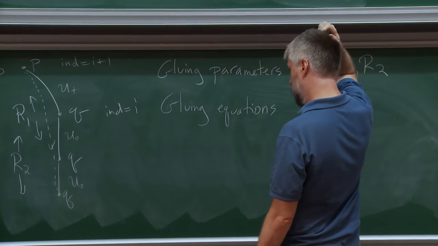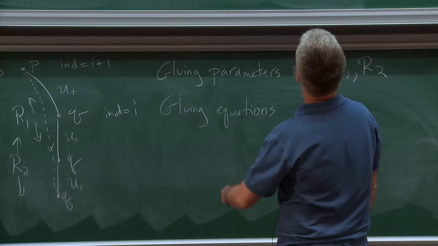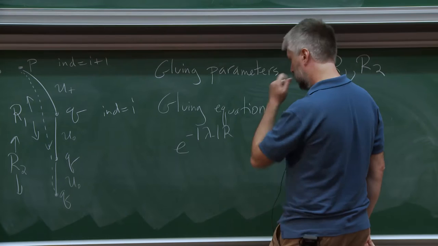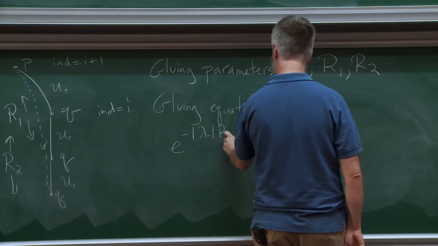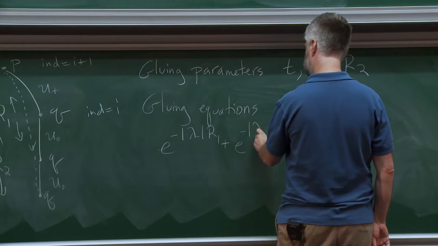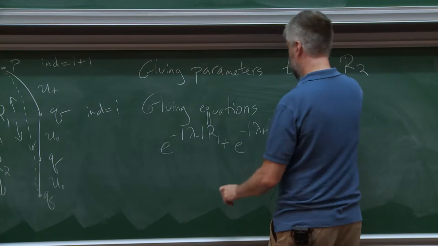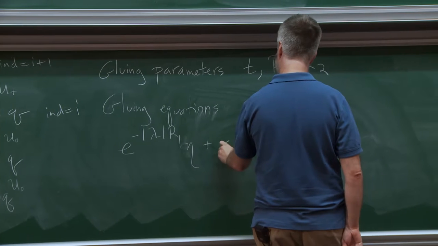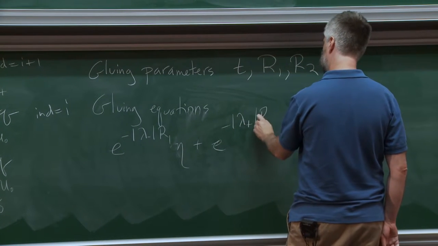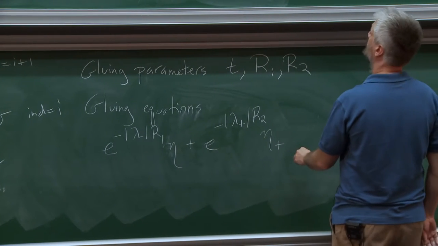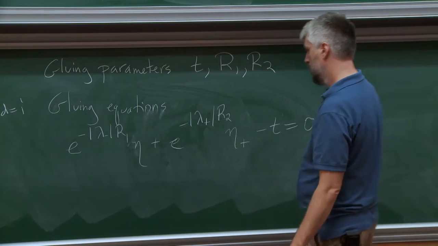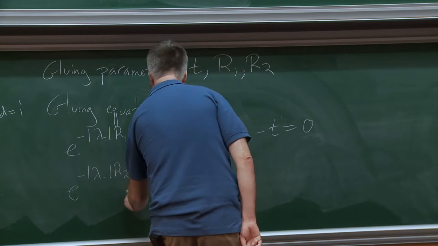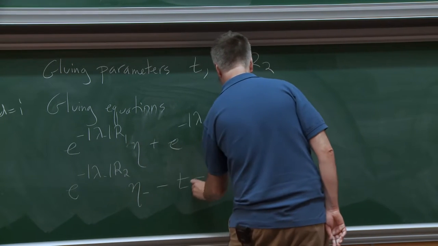And the gluing equations are going to look like: e to the minus lambda minus R1 plus e to the minus lambda plus R times eta, this will be the same eta as before, plus e to the minus lambda plus R2 eta plus, minus t, equals 0. And then e to the minus lambda minus R2 eta minus, minus t, equals 0. So where does this all come from?